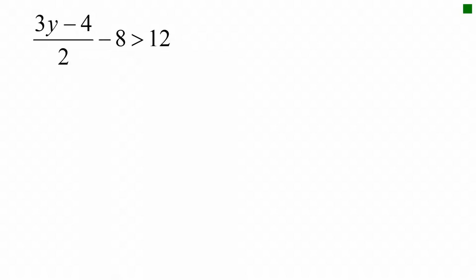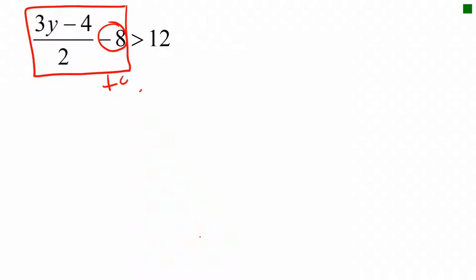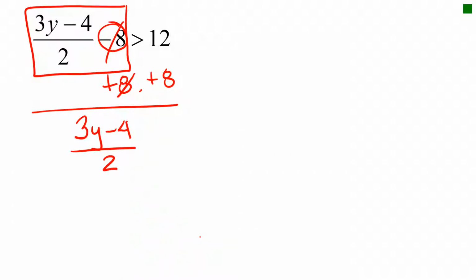Okay, then we have to get a little messy. This one you might want to automatically zoom into proportion. Do not do that. Look over here. This minus 8 needs to be taken care of. It's not part of the fraction. It's a separate minus 8. So I need to move it to the other side by adding 8. They cancel. So I get 3y minus 4 all over 2 is greater than 20.